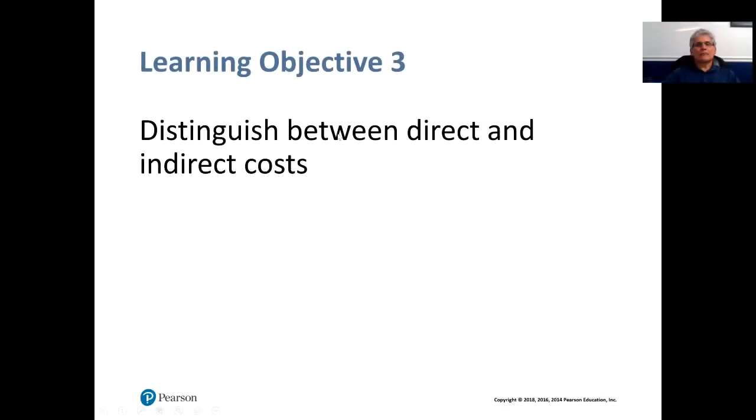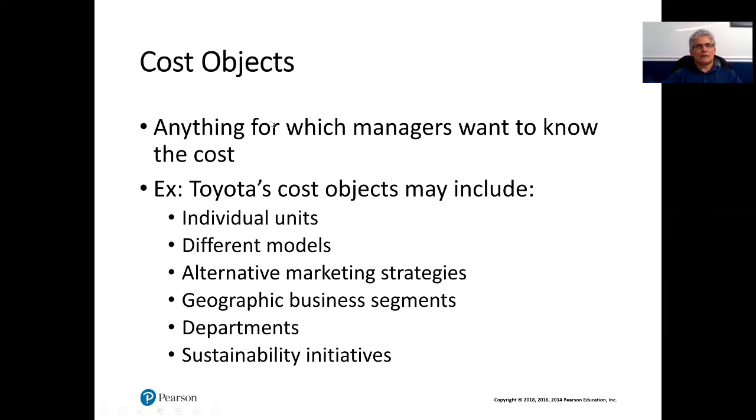All right, so these are important things that you're going to be using for the remainder of this course. So you do want to focus in. Learning objective number 3: distinguish between direct and indirect costs. Now you see this term cost object. And when you see that term, cost objects, most of us think of something physical, an object, something that you can pick up and run away with.